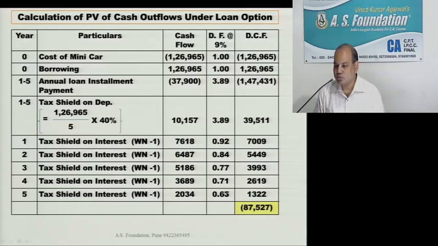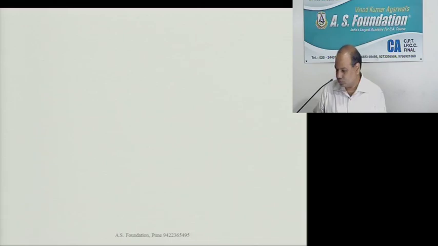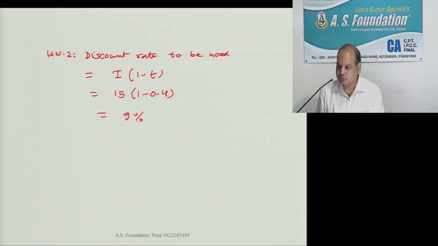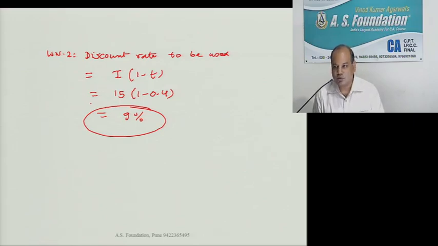Write working note 2 below your first working note. Those who have completed, please write working note 2. If it is not written by you till now, discount rate to be used is equal to interest rate into 1 minus tax rate. 15 into 1 minus 0.4 is 9%. This is working note 2 because somewhere you have to write in your answer the discount rate that you have used. Okay.